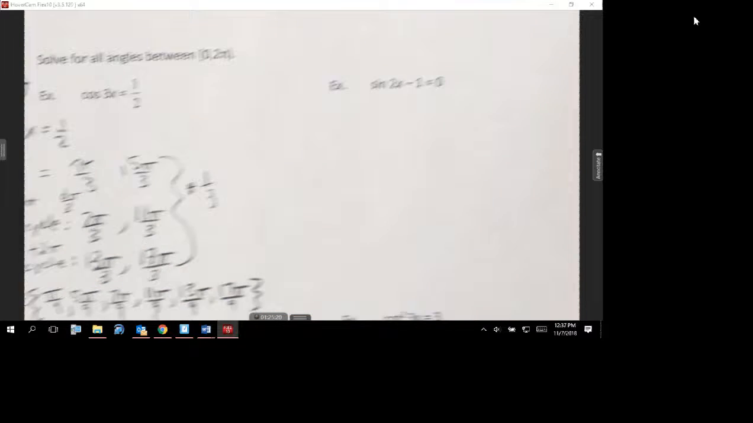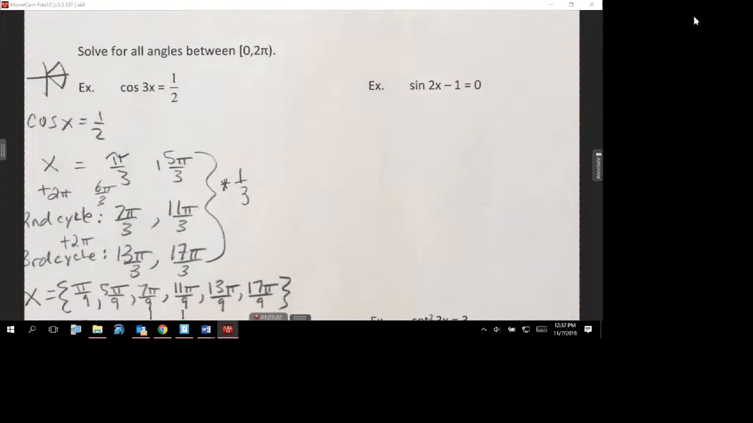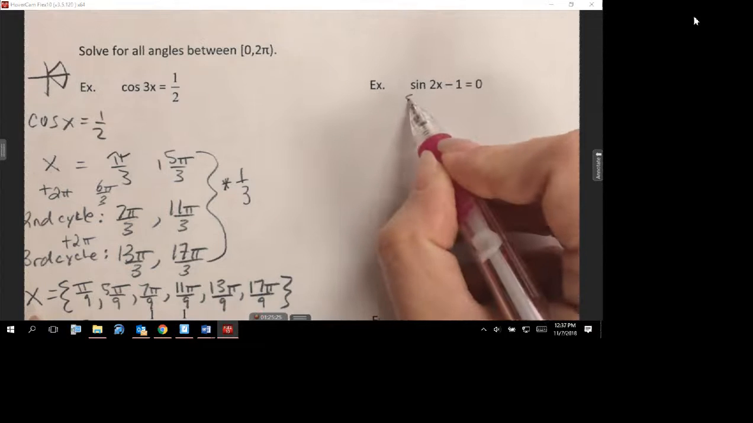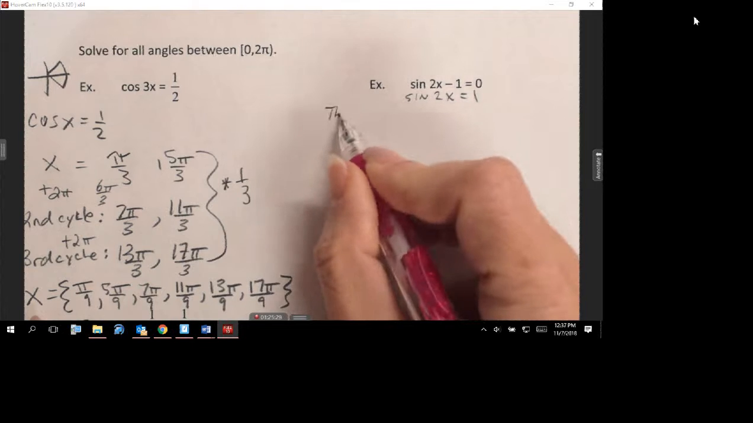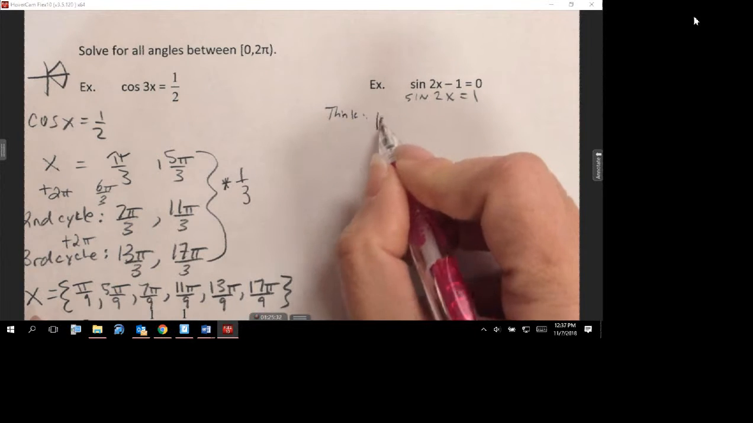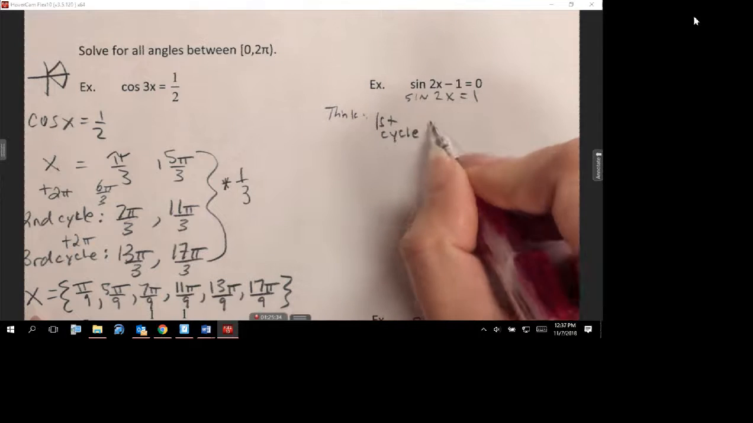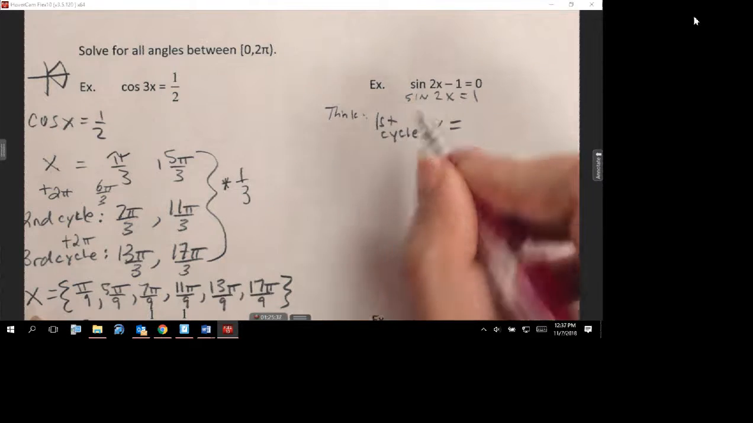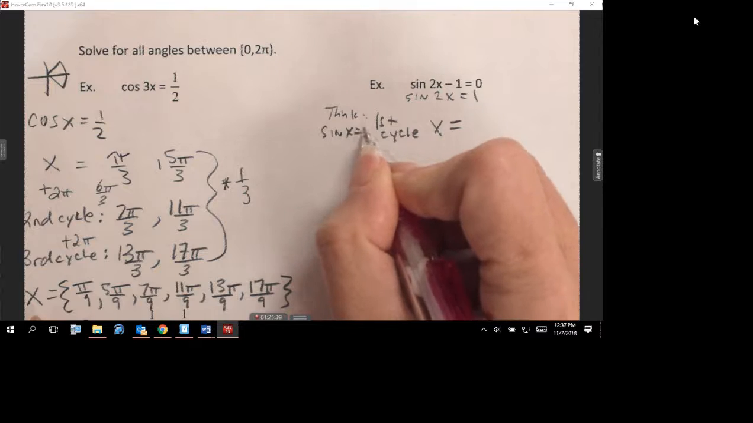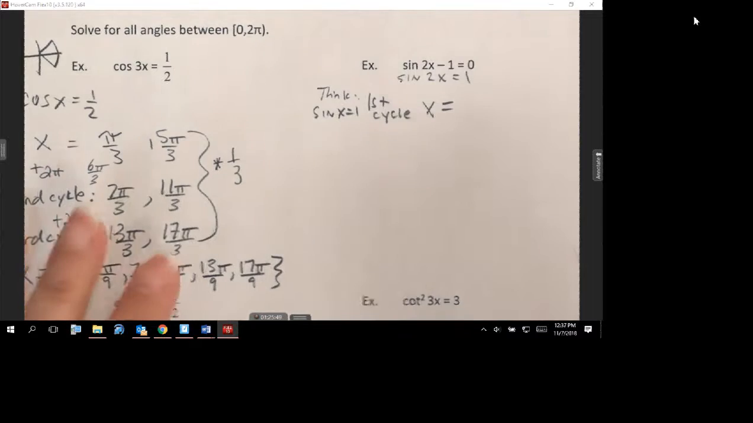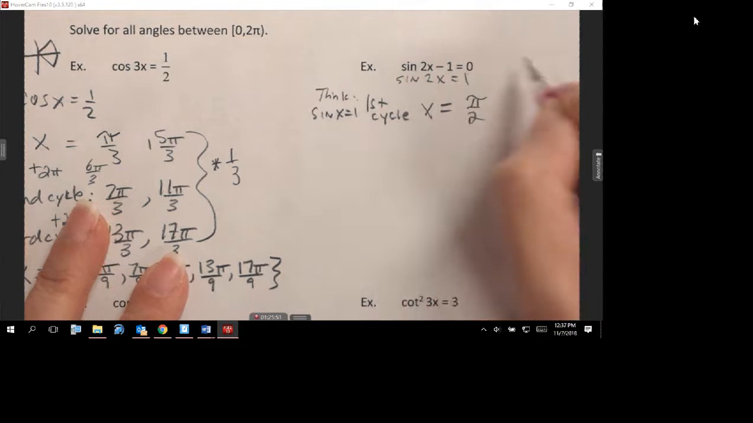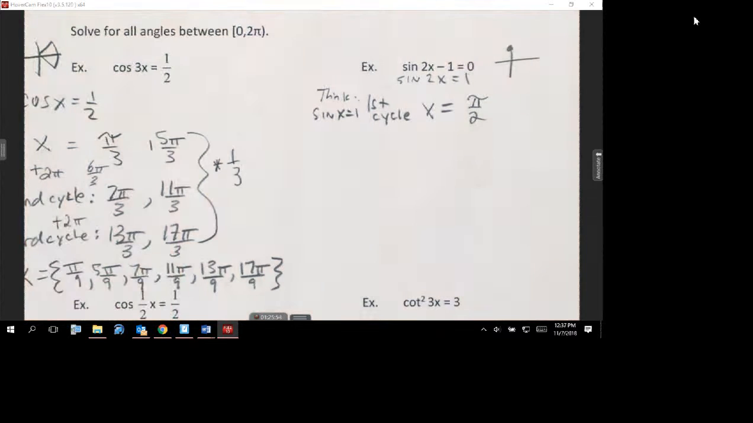So sine 2x minus 1 equals 0. We're finding the x-intercepts, but we can do that by moving the 1 over. And then think, for the first cycle, we're just thinking like sine x equals 1 without the 2. Where is sine x equal to 1? Pi over 2 only. If you need to draw it, if you don't have those memorized.